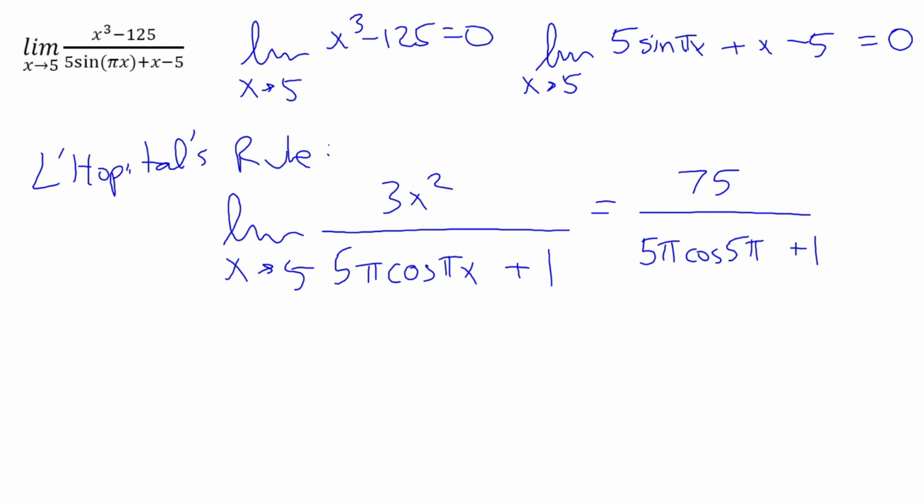Well, the cosine of 5 pi is the same thing as the cosine of pi, because every 2 pi it rotates and goes around. So it's really just the cosine of pi, and the cosine of pi is negative 1. So we end up with 75 over negative 5 pi plus 1.